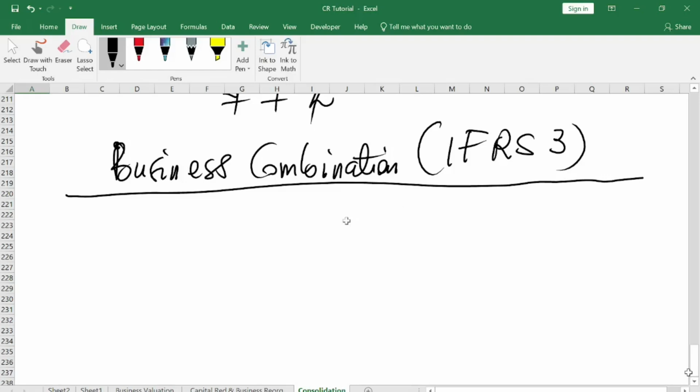So how do we acquire a business? Do you understand? Before you can prepare consolidation accounts, you should first do business combination. That's IFRS 3. Yes, sir. So before you can do IFRS 10, you should first do IFRS 3, business combination. How do we acquire a business? That falls under this one. So here, that's what we have. One, forms of purchase consideration.